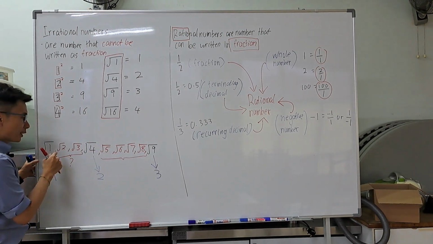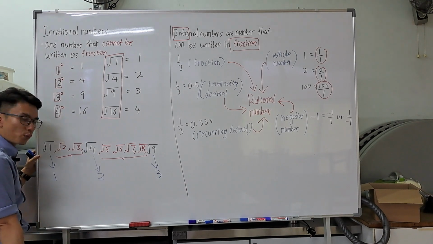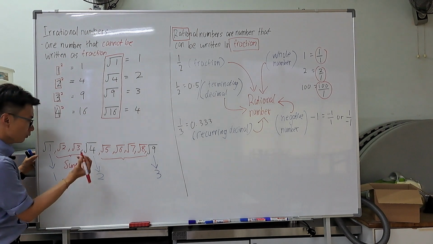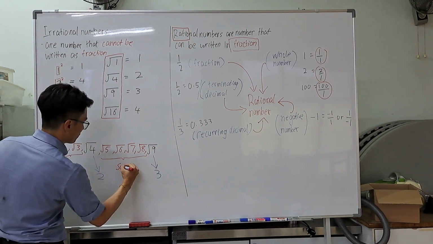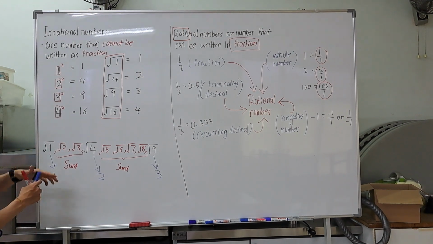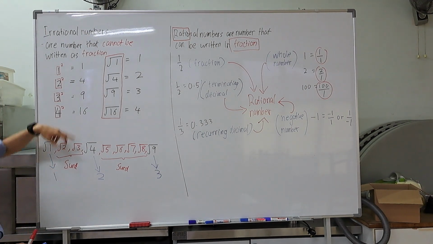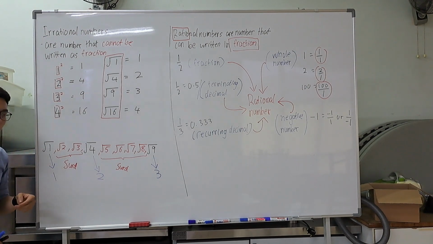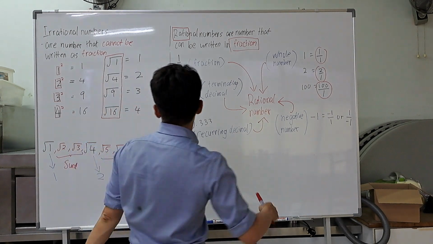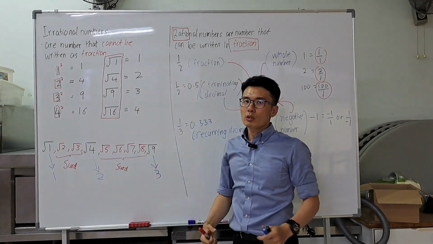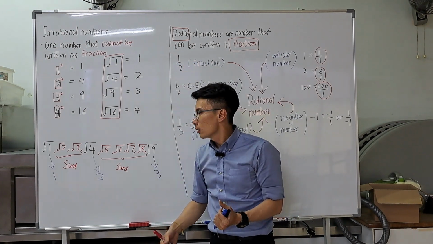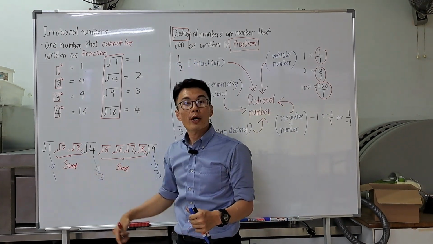Now there's a special name for all these numbers. We call them surds. So surds are irrational numbers. These are numbers that cannot be written as a fraction. So back to the question on top here: the way we can express our irrational numbers is by using a square root.